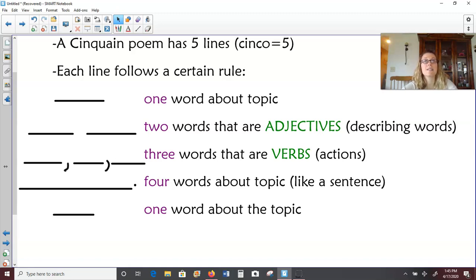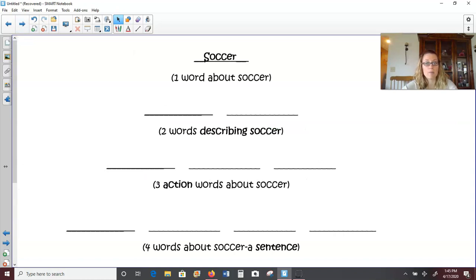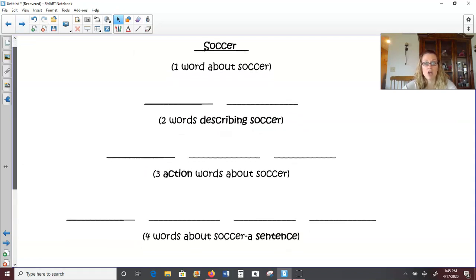And you would guess that the fifth line has five words, but instead it goes back to one. So it's 1, 2, 3, 4, 1. And that one word at the end is just another word that relates to your topic. And so I want to walk through a cinquain poem with you about soccer.